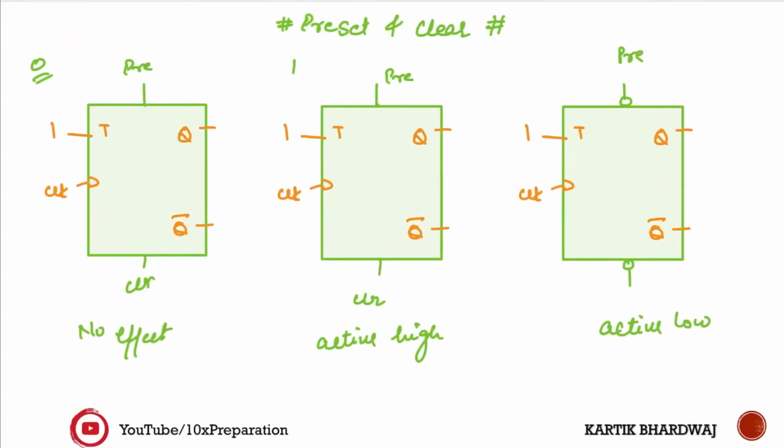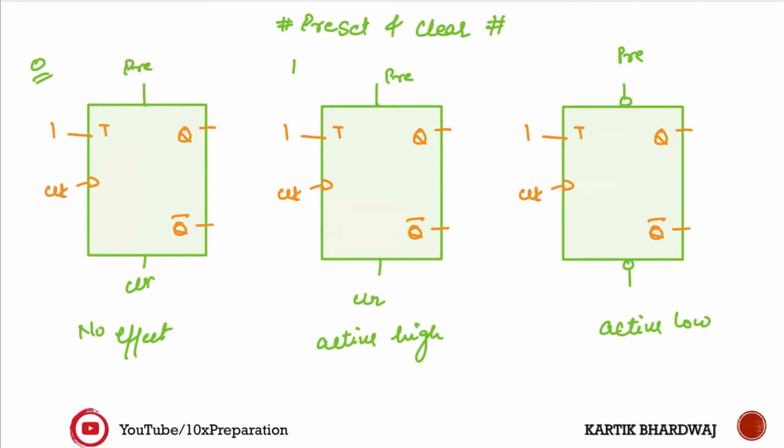Before starting this, I want to clear two important terminologies: preset and clear. Preset is used to make Q equal to 1, and clear is used to make Q equal to 0. Depending on the nature, this is called high active. High active means whenever you give 1, it will terminate this way. If you give preset equal to 1, then whatever the value is, 0 or 1, the output will be 1. Preset means you forcefully make Q 1.